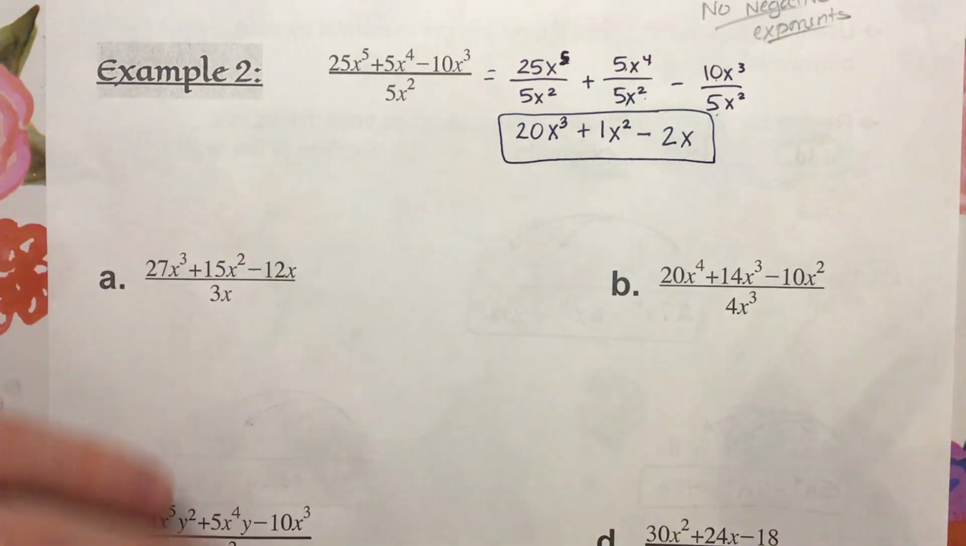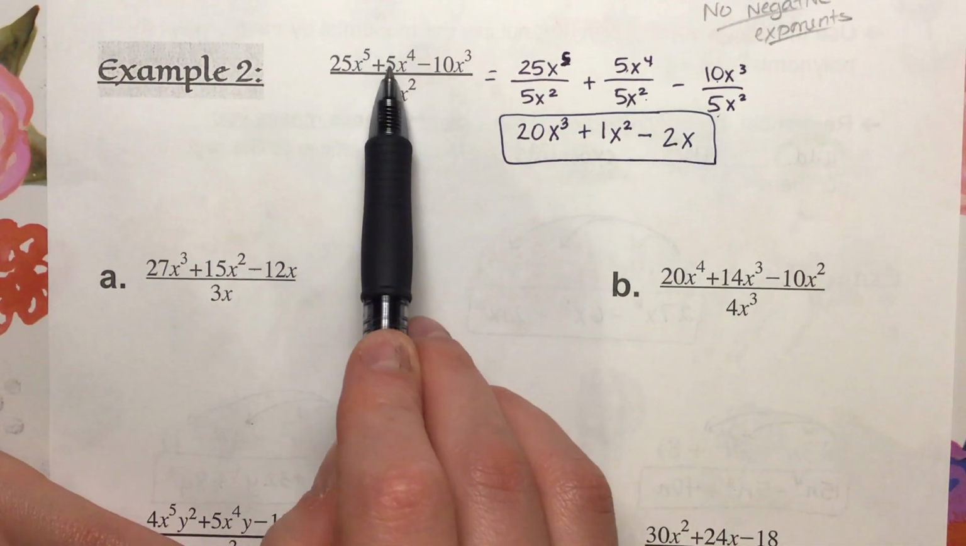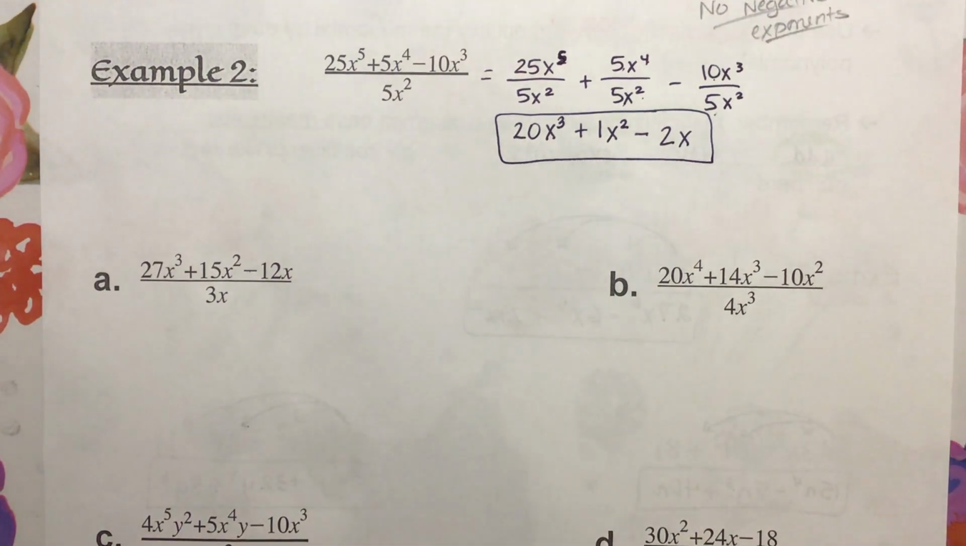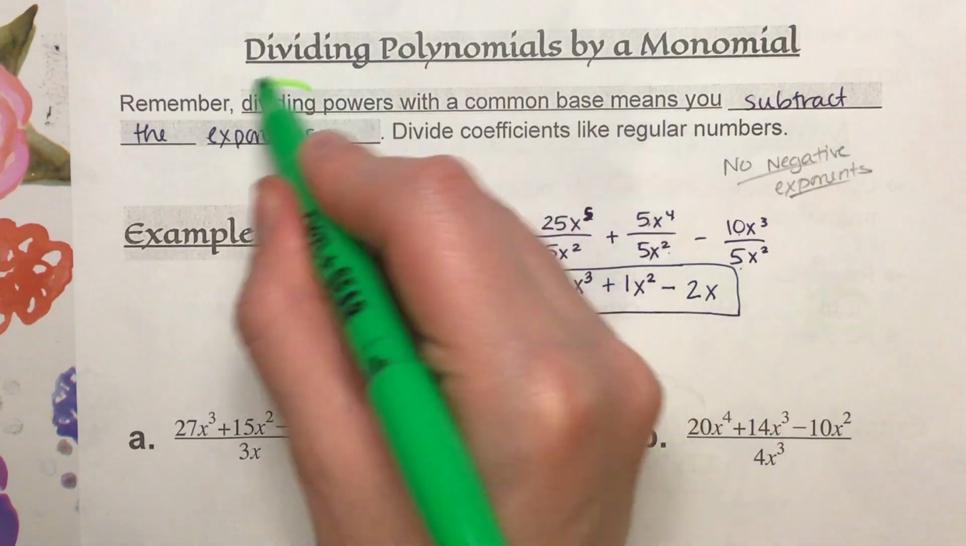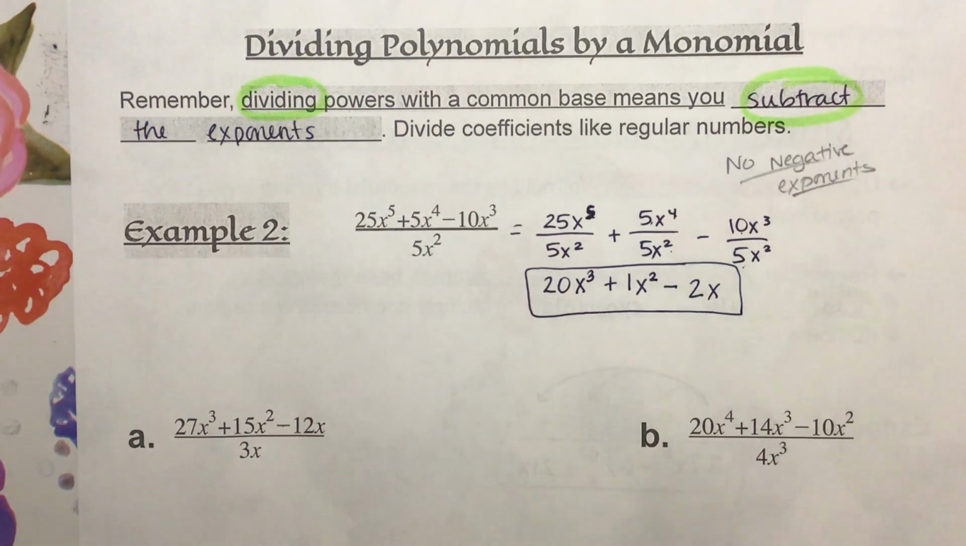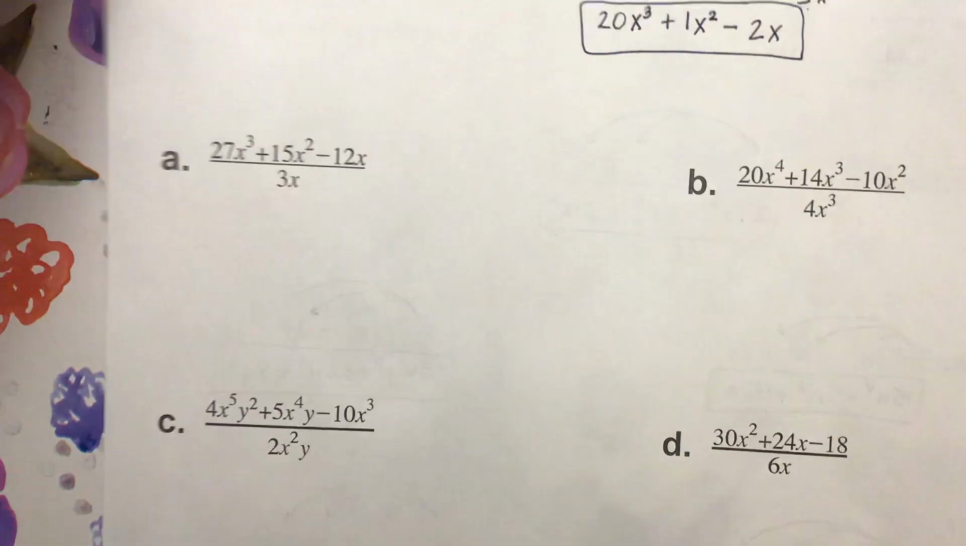And there's my solution. So you are dividing like regular the coefficients, and the coefficients are these numbers in front of the terms, and you are subtracting exponents when you divide. So only when you divide should you do that. I'm going to say when dividing powers, I'm going to circle those key words, because you don't do this if you're adding and subtracting, and you don't do this if you're multiplying, only when dividing.